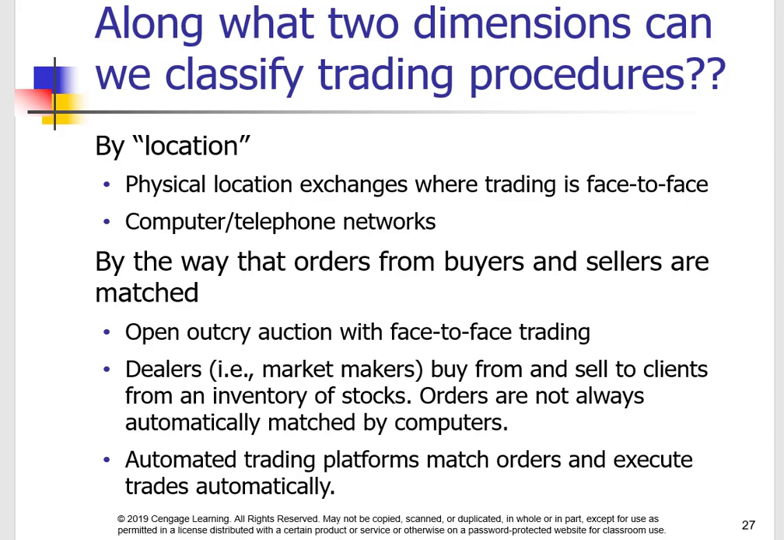Dealers buy from and sell to clients from inventory. So they work kind of like a retail store. They have inventory on the shelf. They're either going to put more inventory on the shelf or they're going to take inventory off the shelf. Automated trading platforms try to match orders and execute trades without individual or personal interaction. So those are our automated trading platforms themselves.